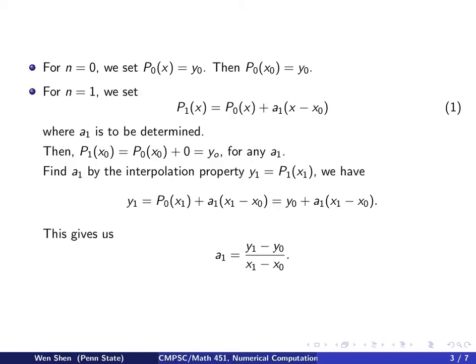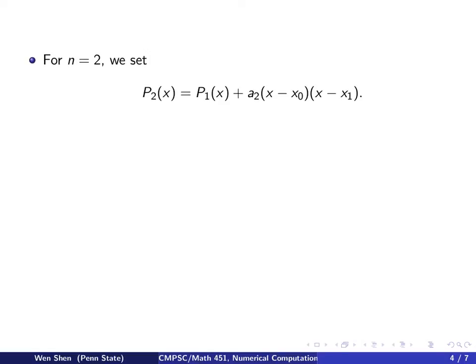Now let's take one more point, and we want to find a polynomial that interpolates 3 data points, x0, x1, plus an additional one, x2 and y2. So this is a polynomial of degree 2, and we want to construct it such that p2 equals p1, the one we get when n equals 1, plus an additional term which takes this form: a2 times (x minus x0) times (x minus x1).